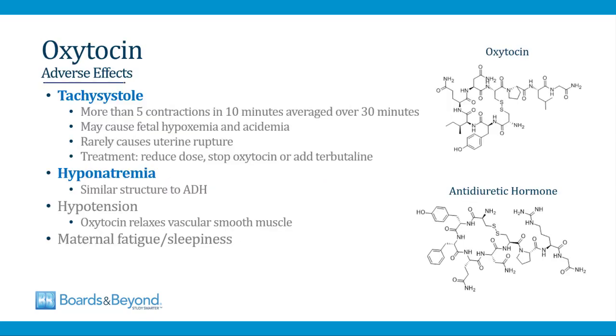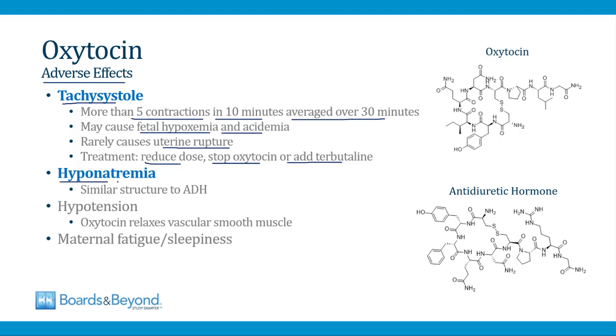Oxytocin has a number of adverse effects you need to be aware of. The first one is tachysystole. This basically means too many uterine contractions. The technical definition of tachysystole is more than 5 contractions in 10 minutes averaged over a 30-minute period. And when the contractions are this frequent, it can cause fetal hypoxemia or acidemia. It can also potentially cause uterine rupture. So when a woman in labor is receiving oxytocin and she has evidence of tachysystole, you can reduce the dose, stop oxytocin, or in some cases administer terbutaline, which stops uterine contractions.